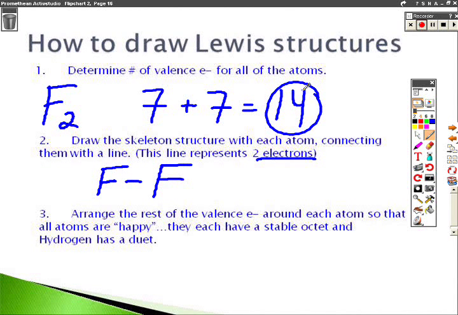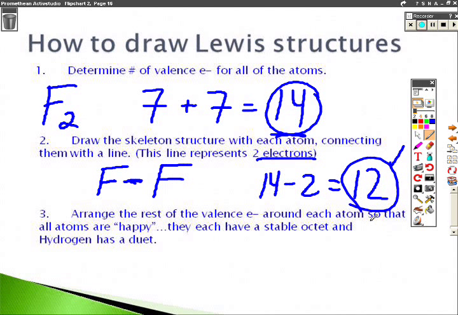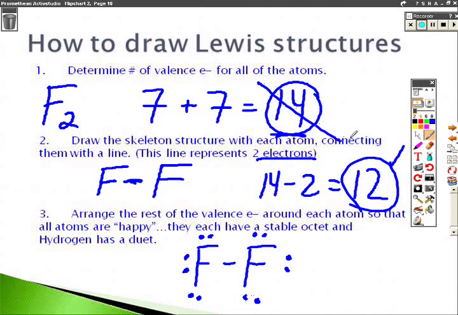Now we're going to arrange the rest of the electrons around this structure. If you have 2 that you've drawn, subtracted from 14, that's 12. You don't need to do it like this on paper. Try and do it mentally. I have 14. I've used up 2. How many do I have left to draw? 12. So I'm going to go ahead and draw fluorine, fluorine. You don't need to redraw this when you start doing this, but I'm just showing you step by step. I need to put 2, 4, 6, 8, 10, 12, 14 total valence electrons around there. See that? I've drawn all 14.